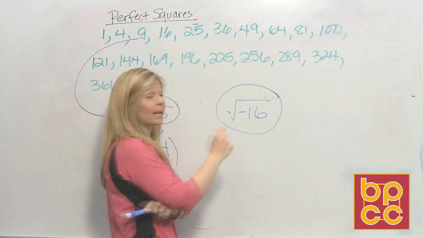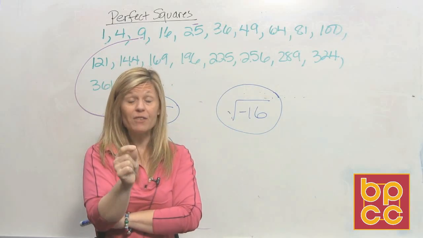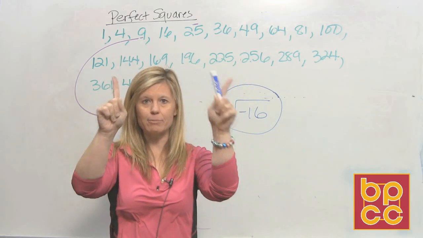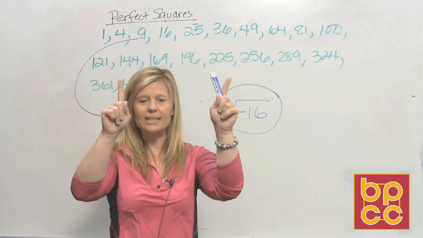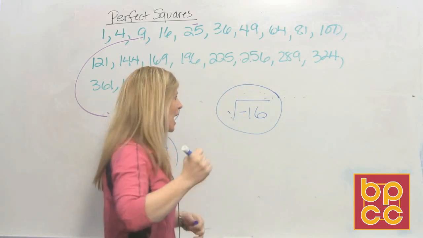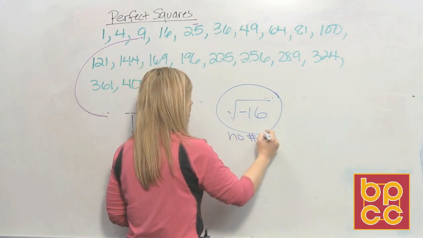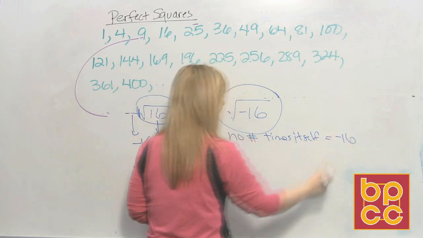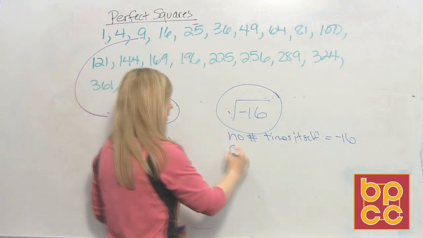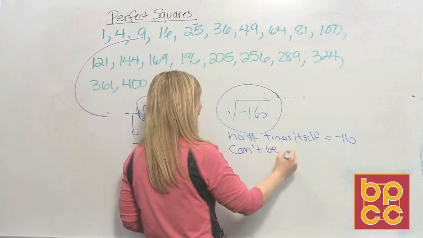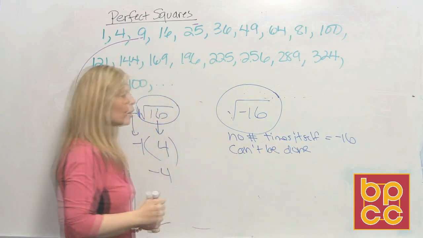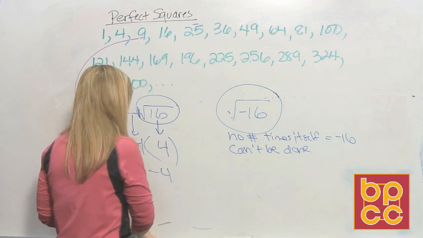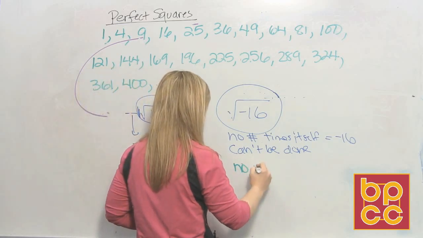Remember, this symbol is a definition. You have to follow the definition. When I write this symbol, square root, I am asking you, a number times exactly the same number. Is there a number I can multiply twice that would give me negative 16? There is not. There is no number times itself that will equal negative 16. This can't be done. Even if you use a calculator, you'll get an error. Well, if it can't be done, we have no answer for it. The way you write no answer is you would write no real root.